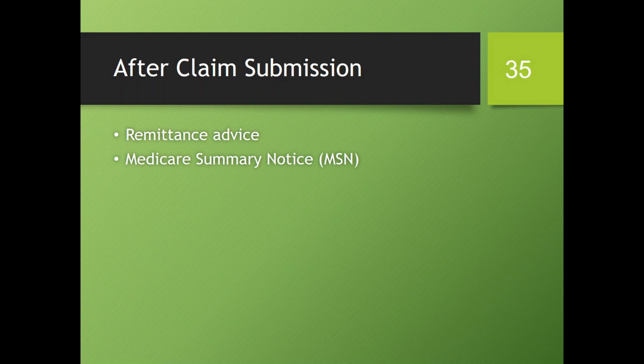Some examples of information on the Medicare remittance advice include whether the claim was paid in full, the allowed amount, the disallowed amount, and if the claim was transferred to another carrier. And then your Medicare summary notice, MSN, is a document sent to the patient that is similar to an RA, identifying the same items related to the claim. So the remittance advice, or RA, goes to the physician, and the MSN goes to the patient.